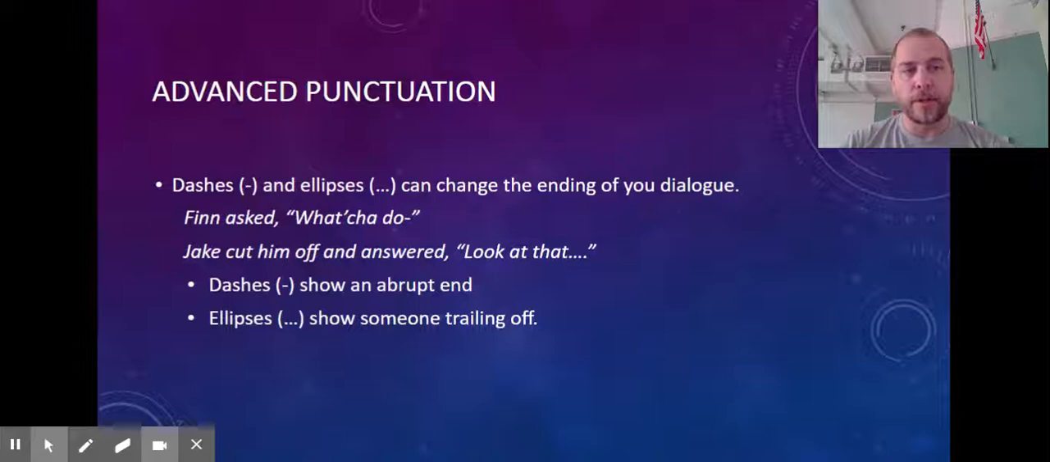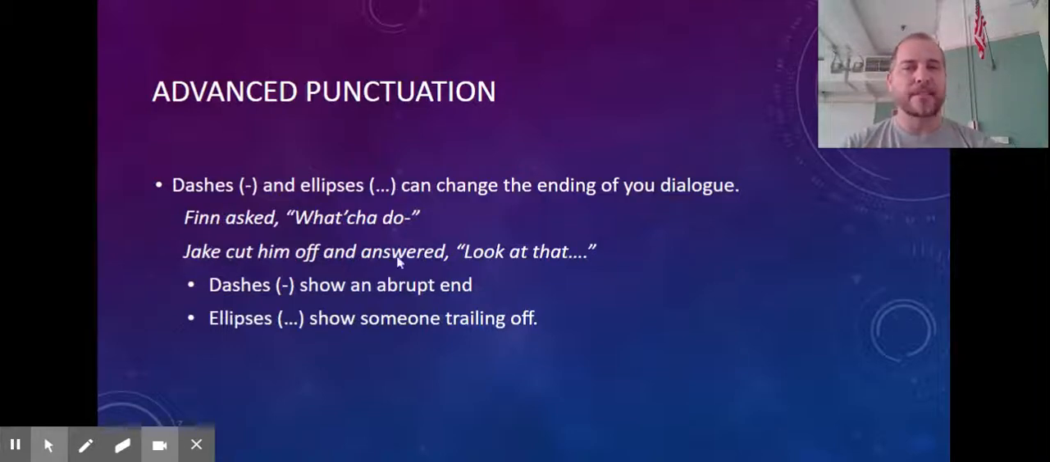Now, there's a few more advanced pieces of punctuation that can become really handy in improving your writing. Dashes and ellipses you can add to the ending of your dialogue, and they mean slightly different things. Dashes show an abrupt end, like somebody's being cut off or they had to immediately stop talking for some reason. So Finn asked, "What you do?" And so either somebody cut them off or something happened to them that made them stop talking right away. It just got cut off.